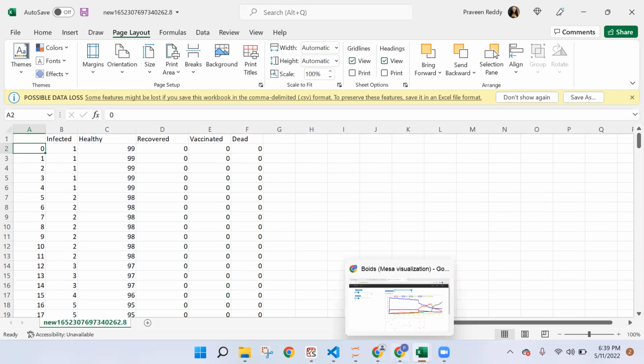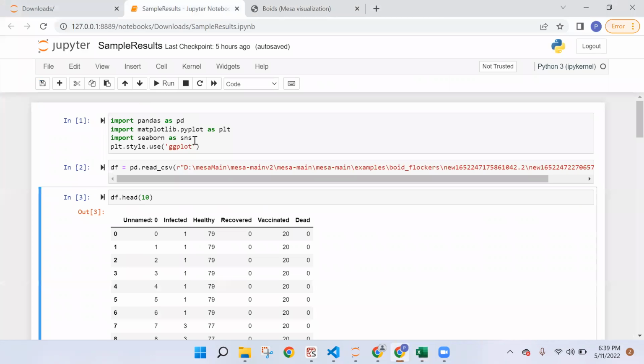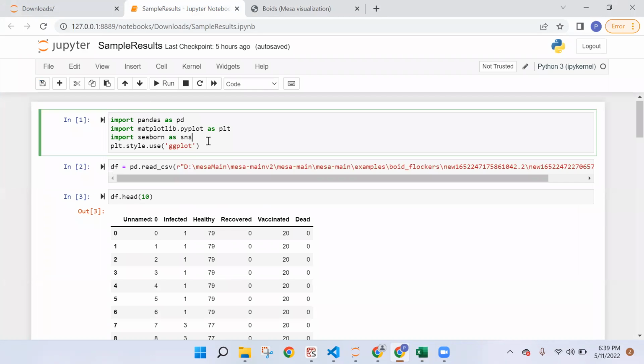Now I am going to import this data into a Jupyter notebook, and we'll analyze the result. Before importing, I will first import all the required packages. These are the packages that are required to analyze the data.